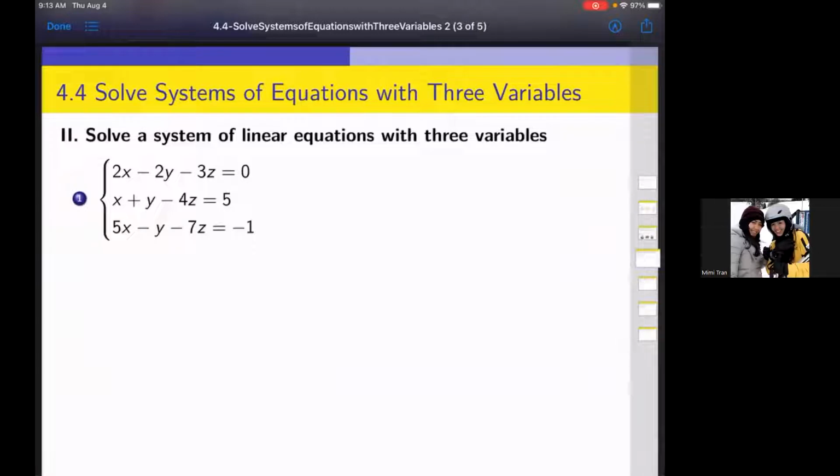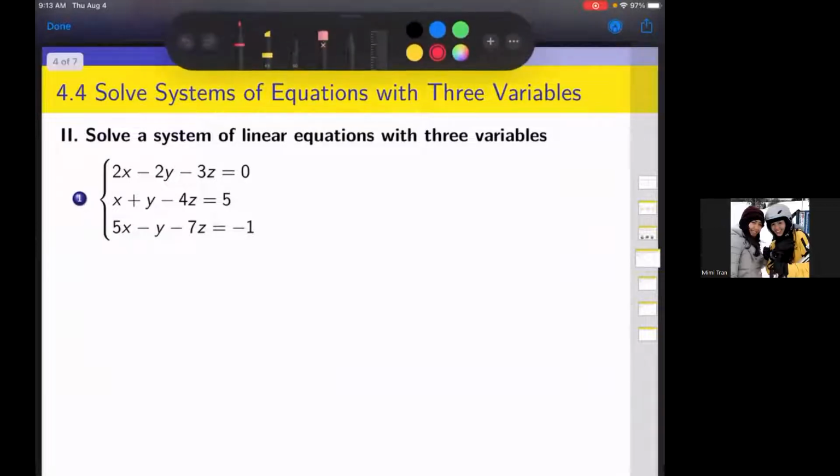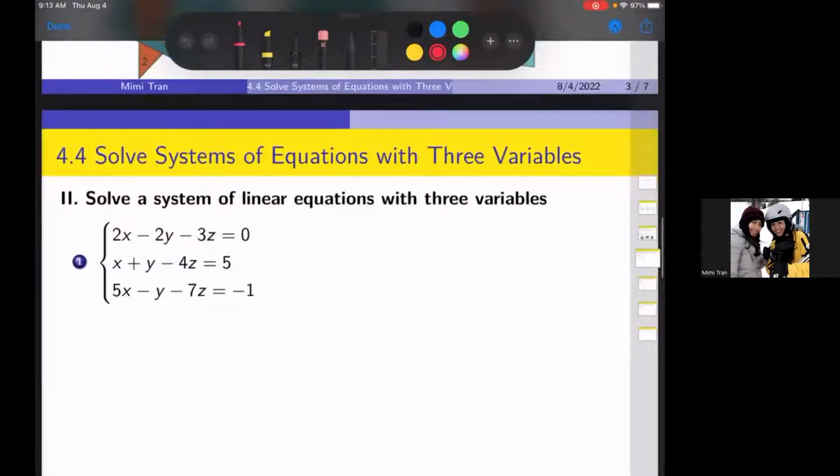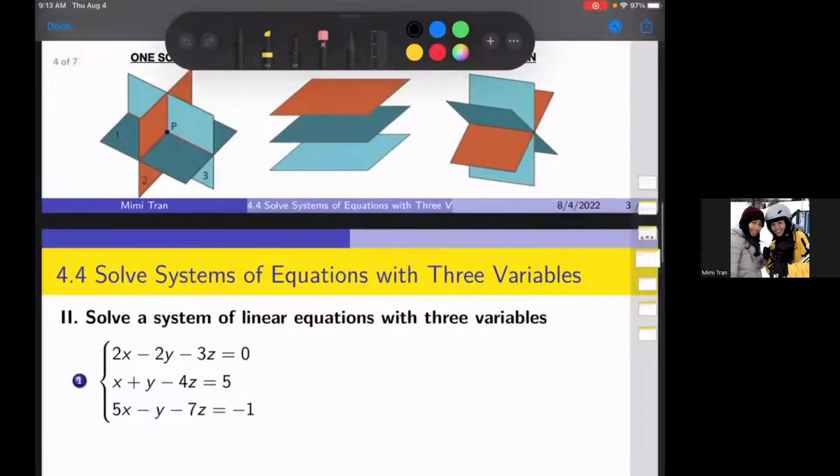When solving two by two, I already showed you how to multiply an equation by a number and then add it to another equation to eliminate a variable, right? We do the same thing here. So the first step is I want to focus on one variable and try to eliminate it. Remember, I'm going to focus on one variable. My goal is to go from three by three.